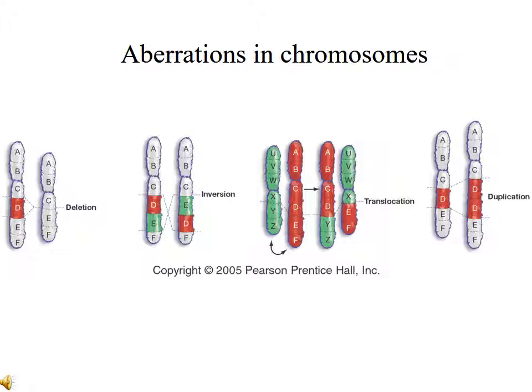Now we're looking at translocation, where pieces of one chromosome from one homologous pair get transferred to another chromosome. So you end up with a complete dislocation of the chromosomes, as you can see. And finally, sometimes you have a particular segment of a chromosome that gets duplicated. All of these things lead to significant problems.